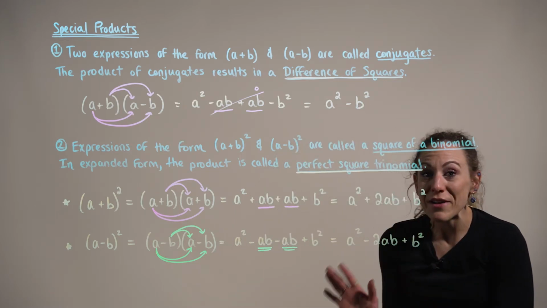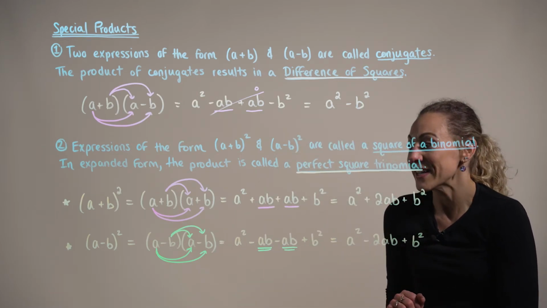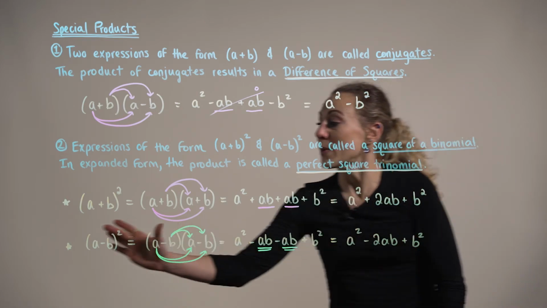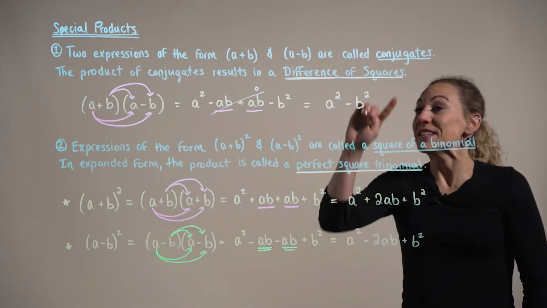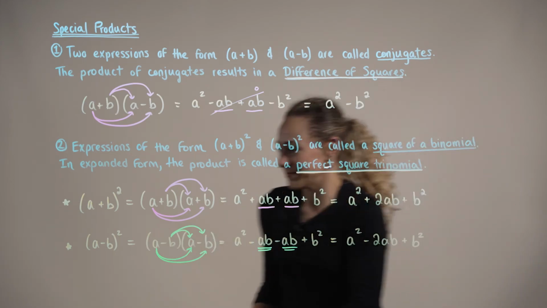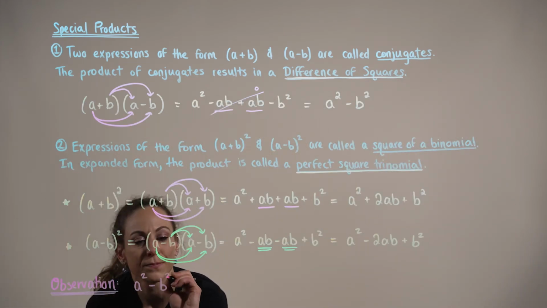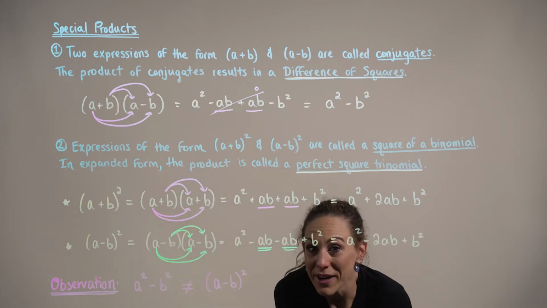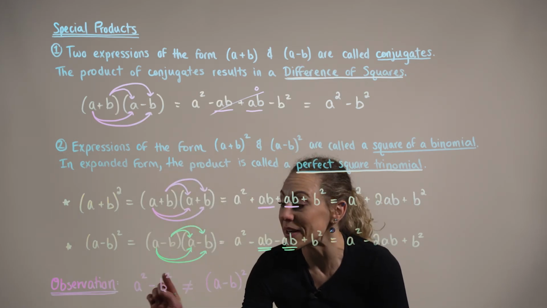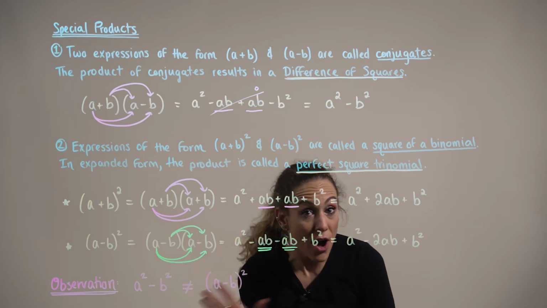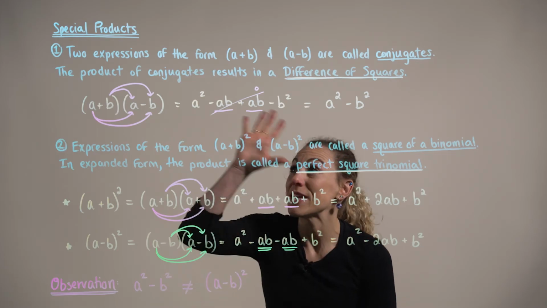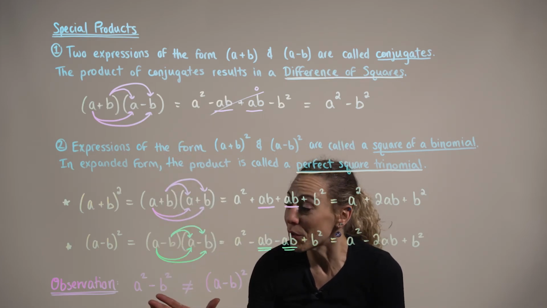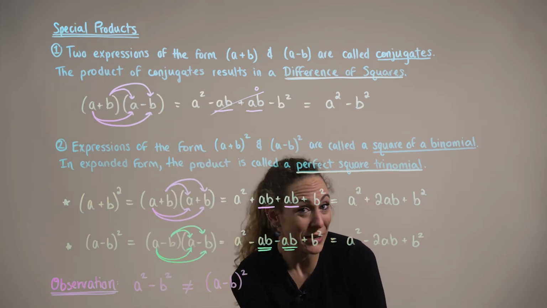Now I want to make one final cautionary note here and point out the difference between the square of the binomial a minus b squared and the difference of squares. So we want to keep in mind here that a squared minus b squared is not equivalent to a minus b squared. As we can see from above, these are going to produce two totally different binomial products.